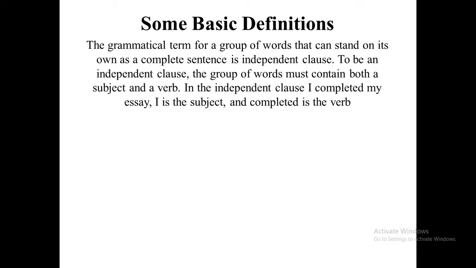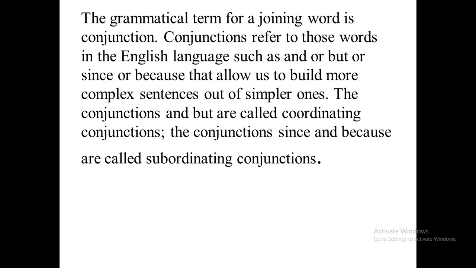So now we'll discuss some basic definitions. The grammatical term for a group of words that can stand on its own as a complete sentence is independent clause. To be an independent clause, the group of words must contain both a subject and a verb. In the independent clause, I completed my essay, I is the subject and completed is the verb. The grammatical term for a joining word is conjunction.